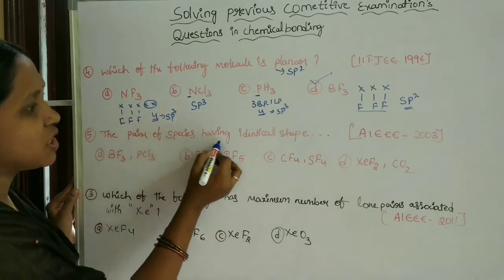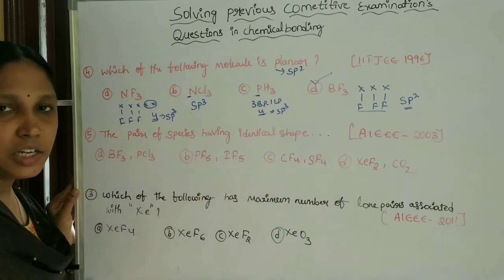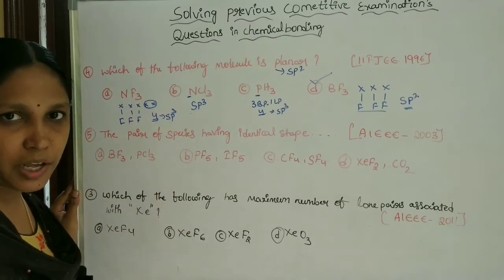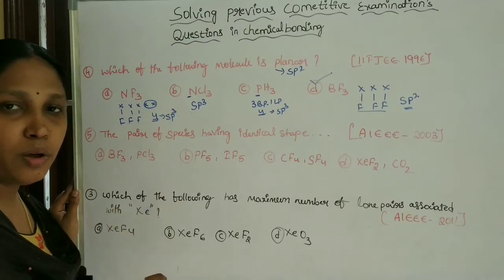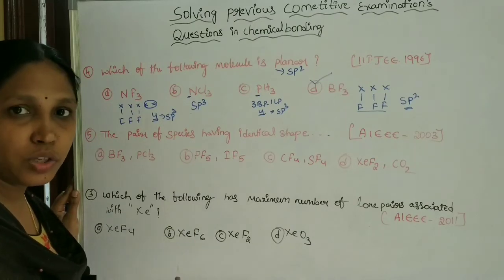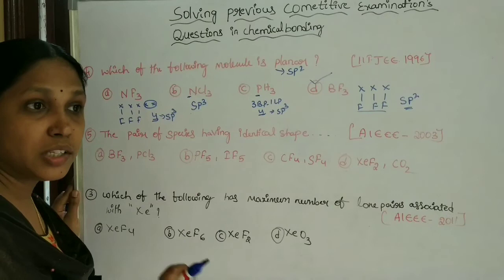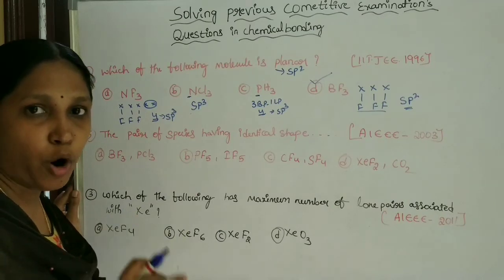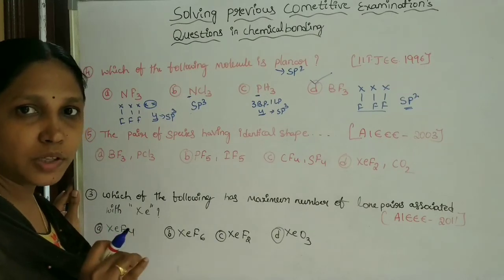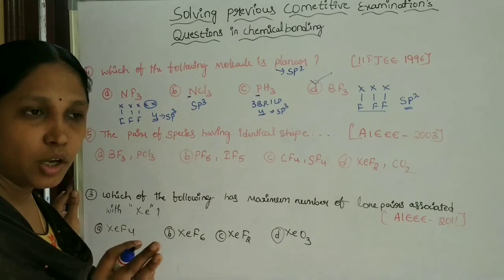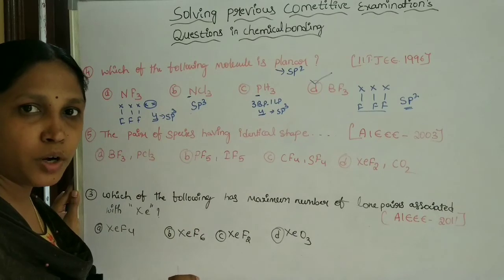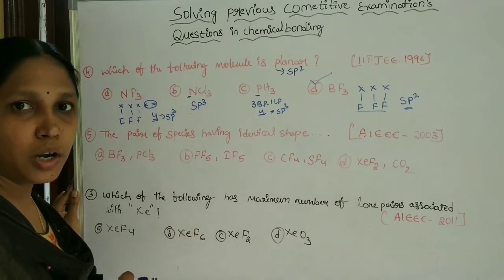The pair of species having an identical shape. Identical shape means either both show the same hybridization, with the same number of bonded pairs and lone pairs. If molecules show different hybridization but the same number of bond pairs, in that case also the molecules show the same shape. What are the two conditions? Either both are in the same hybridization and have the same number of bonded pairs, or the same number of bonded pairs.